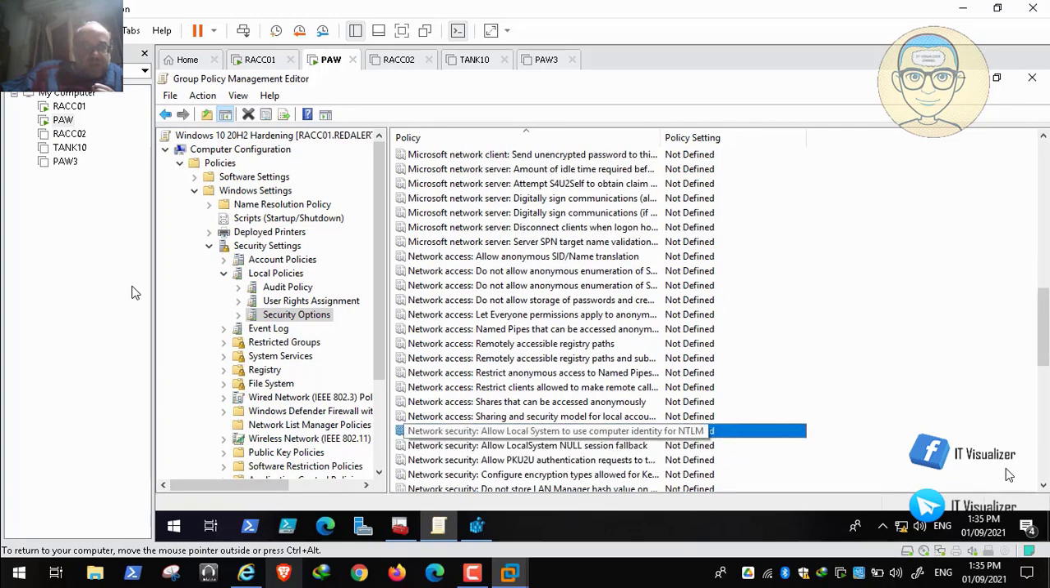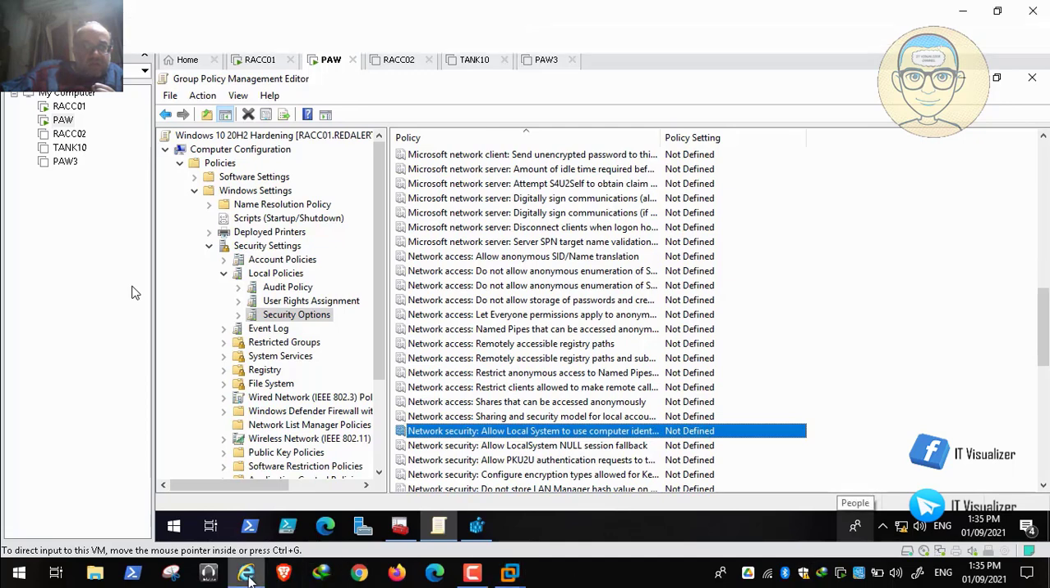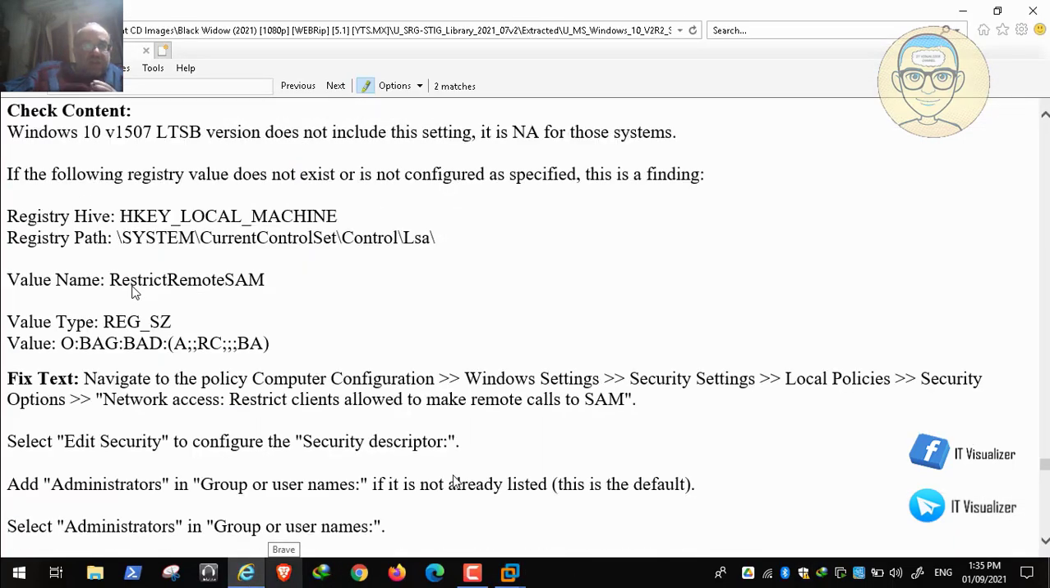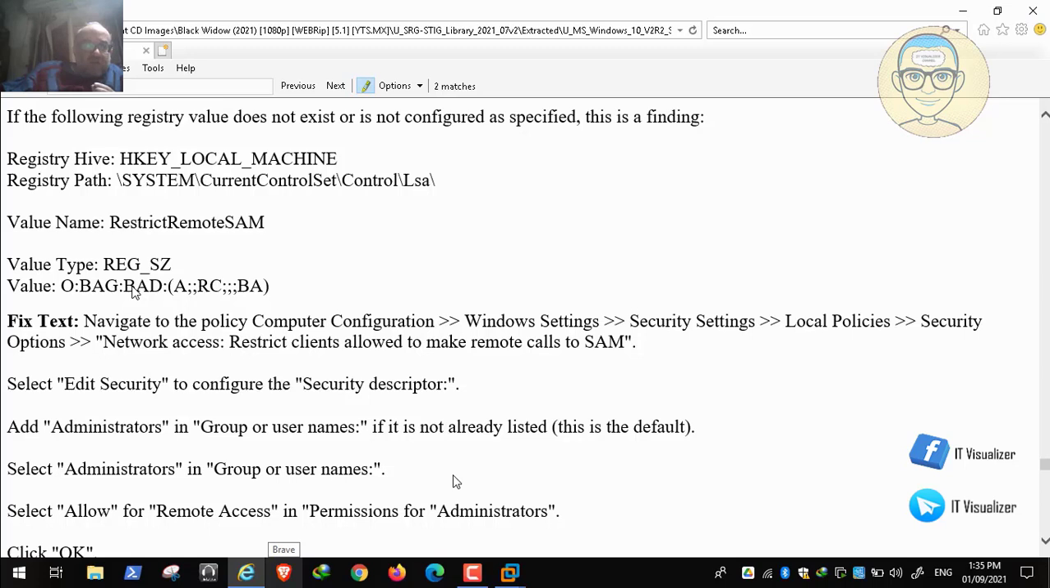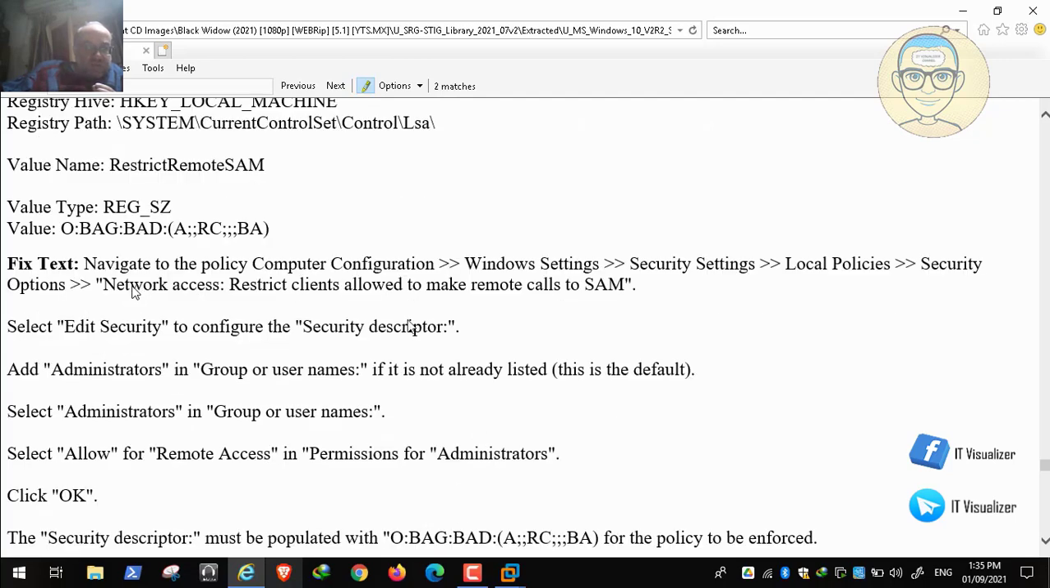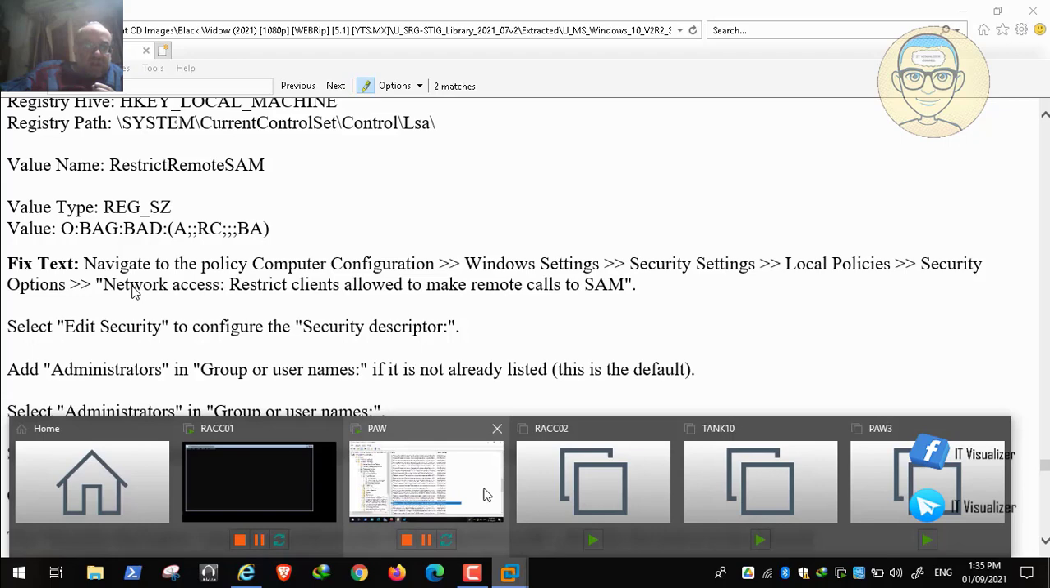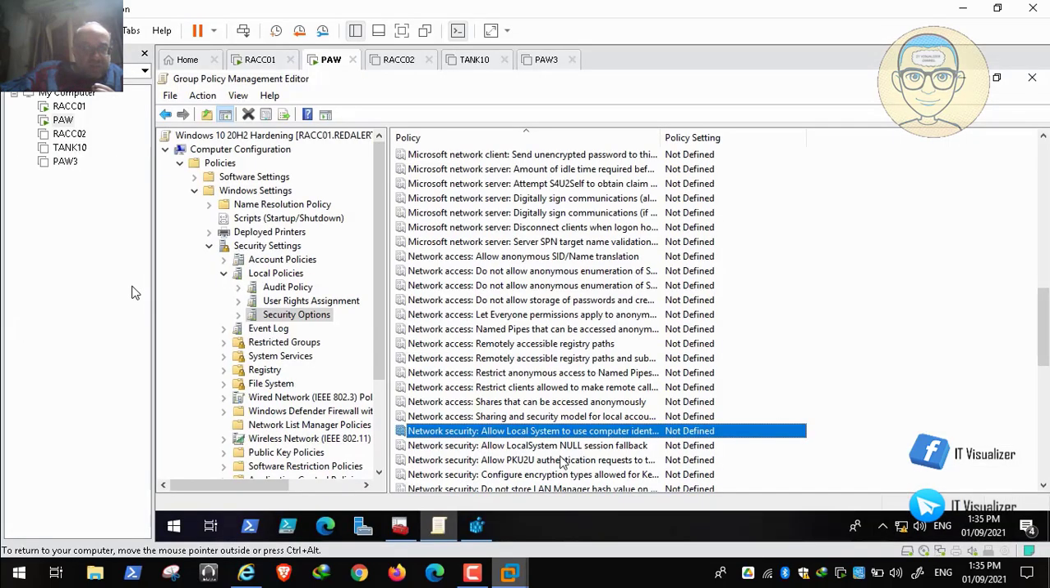We need to tell it to restrict clients allowed to make remote calls to SAM. Okay, it's only to administrators. So I need to do this. Let's go and tell it that the only ones that can access the SAM database are the local administrators.